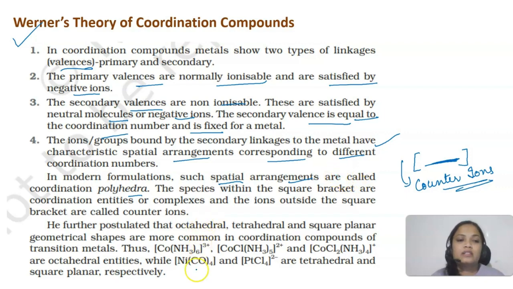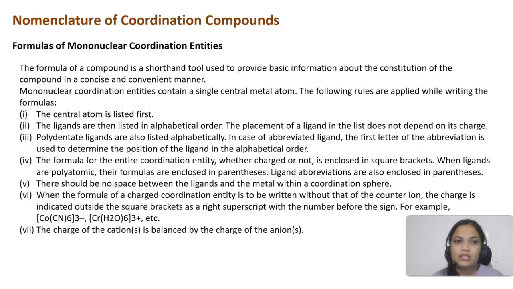So Werner said that there are certain shapes like octahedral, tetrahedral, square planar, which are most common in coordination compounds of transition metals, like [Co(NH3)6], [CoCl(NH3)5]. These compounds are octahedral, Ni(CO)4, PtCl4 are tetrahedral and square planar respectively. So he just talked about the primary and secondary valences. That is the important feature of this theory. So you just need to understand that primary valences are ionizable and secondary valences are non-ionizable.